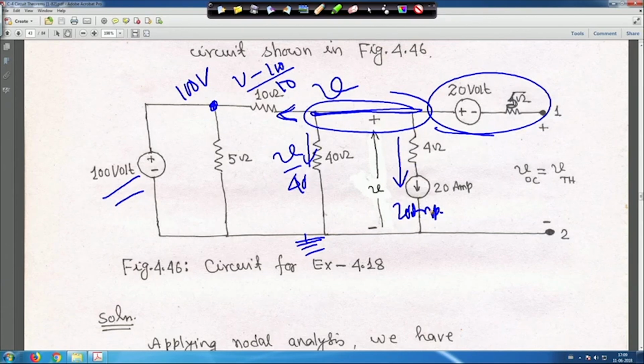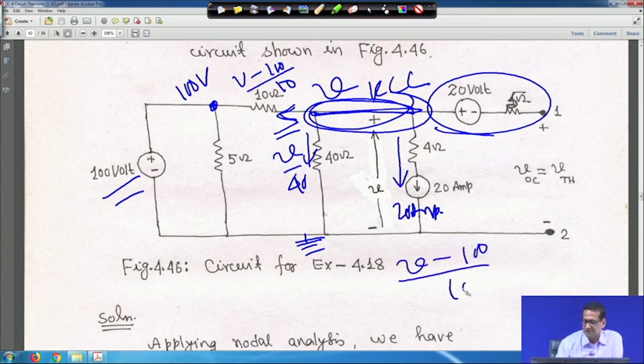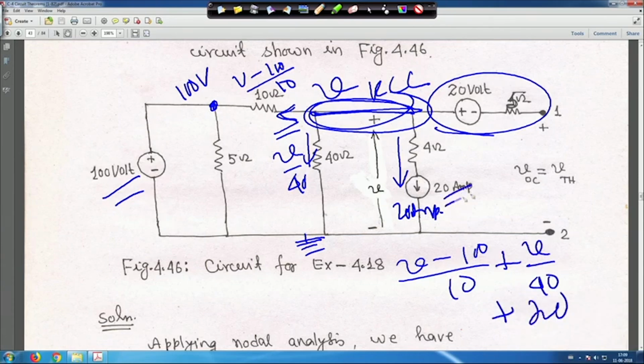So, if you now apply KCL, this current is also leaving, (V minus 100) by 10 is leaving, and this current is also leaving. This is a common node. Every time I am not bunching it together, but it is understandable that it is a common node. So, all currents are leaving: (V minus 100) by 10, plus V by 40, plus this 20 ampere current, because this is a current source, is equal to 0. If you solve this, you will get the value of V.